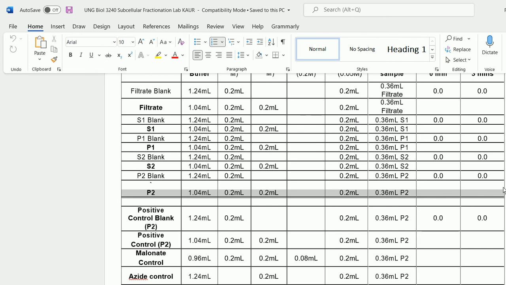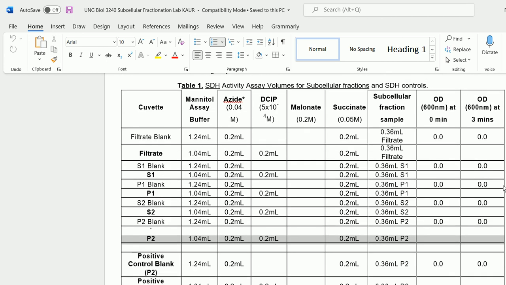Okay. So let's go and discuss this table. Now you have 5 fractions. What is a blank? For every fraction you have to make a different blank. Blank is something with which you are going to calibrate your spectronic. It's a blank for every fraction. Now blank will have everything except DCIP.